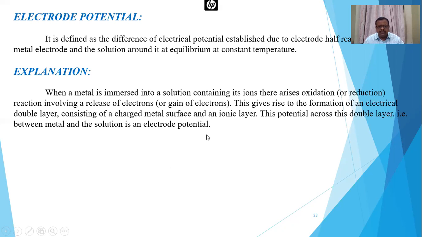This potential across the double layer, that is between the metal and the solution, is called an electrode potential. I repeat again, if a metal is dipped into a solution containing its ions, there arises an oxidation reaction involving release of electrons. This gives rise to formation of an electrical double layer consisting of a charged metal surface and an ionic layer. This potential across the double layer, between the metal and the solution, is called an electrode potential.